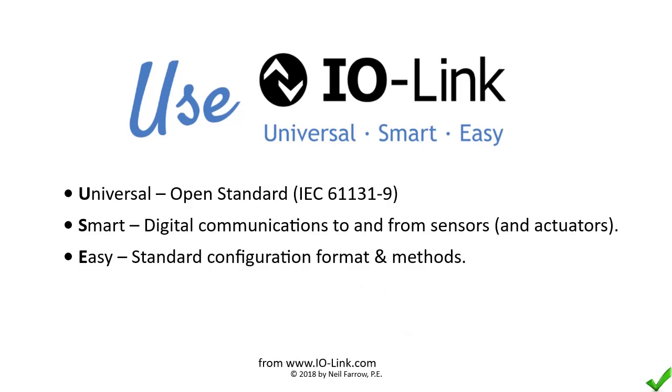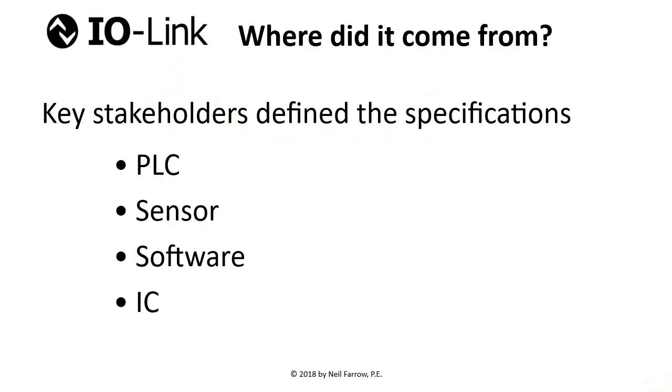You see this marketing blitz, use IO-Link, it's universal, smart, and easy, but it's actually true. It's an open standard. It's giving communications down to sensors, and it's pretty easy to configure. One of the reasons IO-Link is successful, I think, is they got the key stakeholders together in the beginning to define the specification.